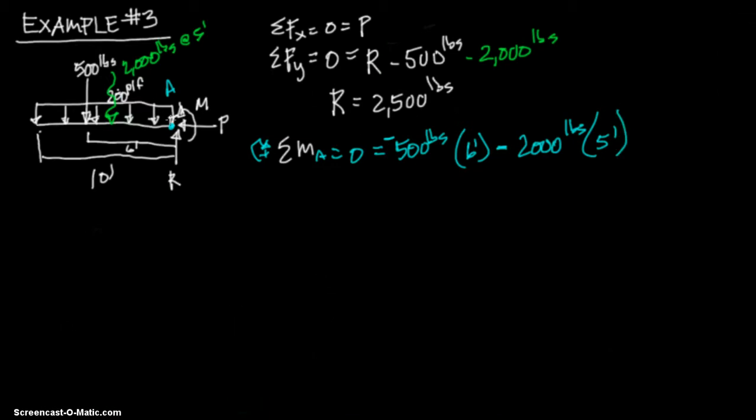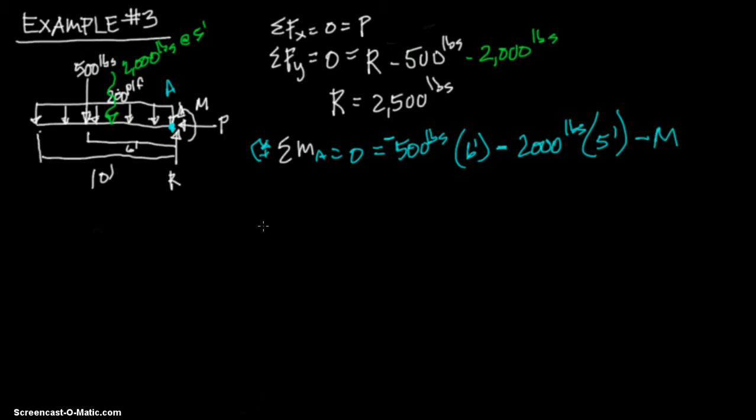And then R is going to induce what moment? It's not going to induce any because it is concurrent with A. So it will not induce any moment. So we're done. We don't have an unknown. Oh, we're not done. We have M. And we haven't done that before. We're not done. We have M. And M is in the negative direction. So we have a negative M.